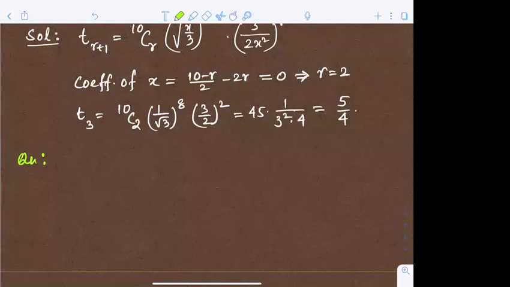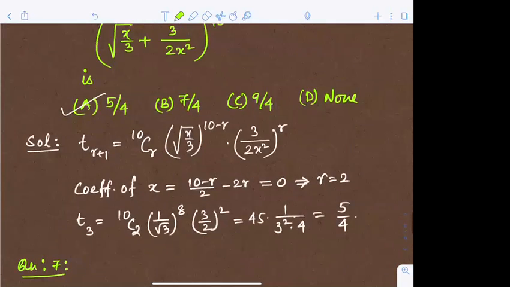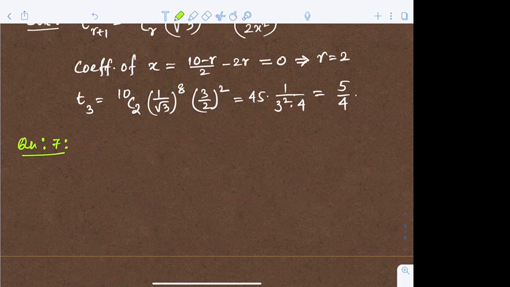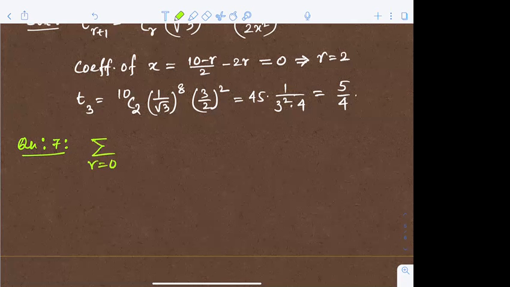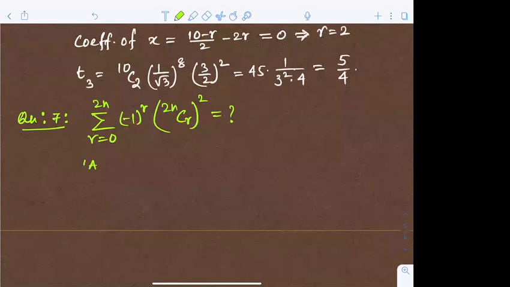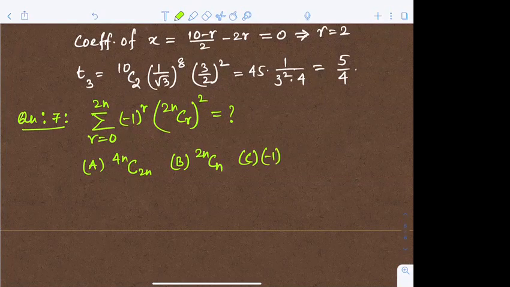Question 67. So here, this is a direct question. I want you to answer it immediately. What is the value of summation r is equal to 0 to 2n minus 1 to the power r into 2n cr whole square? What is the value of this? The options are 4n c 2n. Option B is 2n cn. Option C is minus 1 to the power n into 2n cn. And option D is none of this.